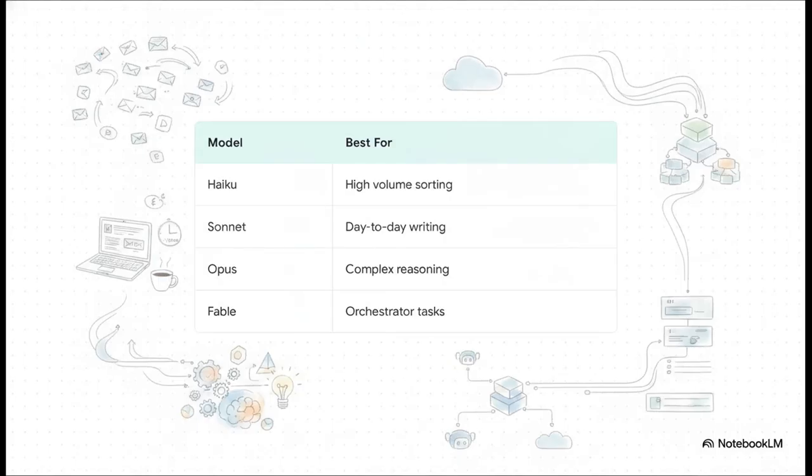Let's also briefly touch on the actual AI brains you can equip your agents with, just using Anthropic's models as a benchmark here. You really don't always need the biggest, most expensive model. You can use Haiku for cheap, high-volume sorting. Use Sonnet for day-to-day work, like your inbox agent running every 15 minutes. Use Opus for complex reasoning, or when you're initially building the agent. And use Fable for those massive, long-running orchestrations. Matching the right model to the right task is going to save you a tremendous amount of money and computing power.